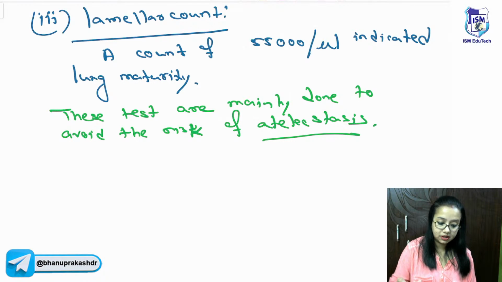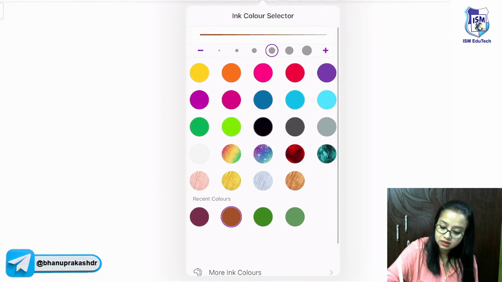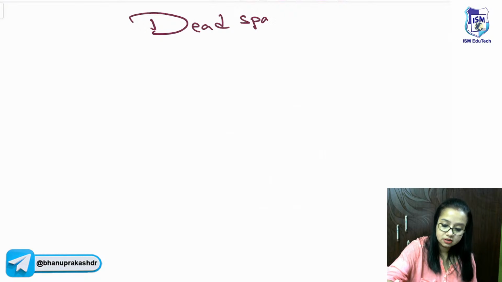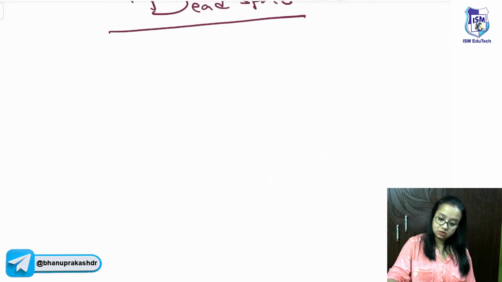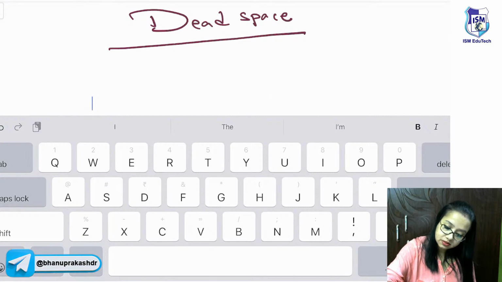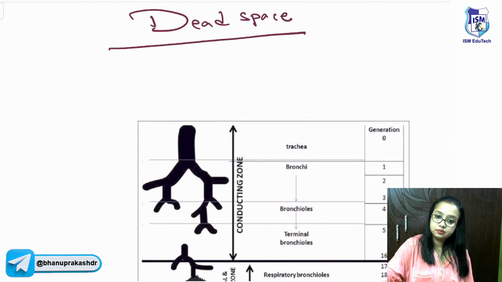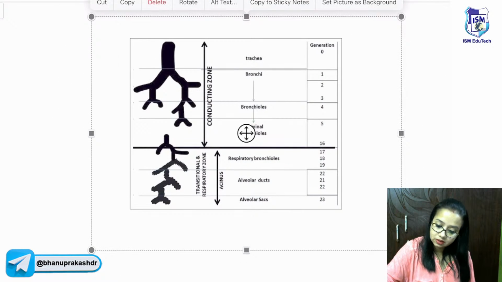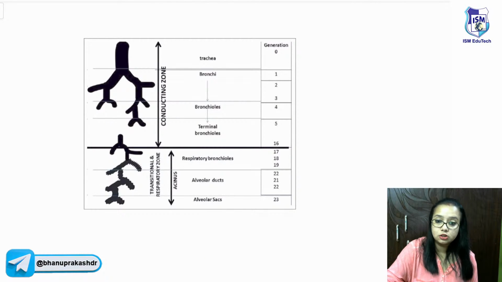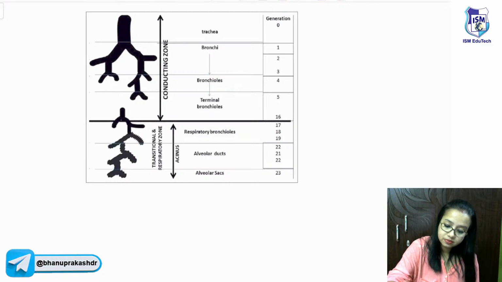Now that we have understood the compliance, we have understood the surfactant, we move on to understanding a very physiologically important concept, which is the concept of dead space. Now, before going into the dead space, let us remember one diagram that we have studied in the last class. Okay. So, in the previous respiratory class, we have studied about the Weibel's classification and the 23 generations. So, the dead space is actually of two types.